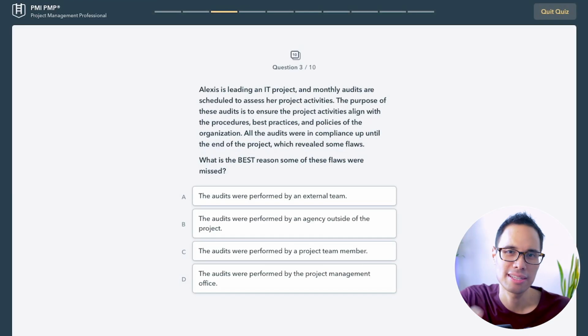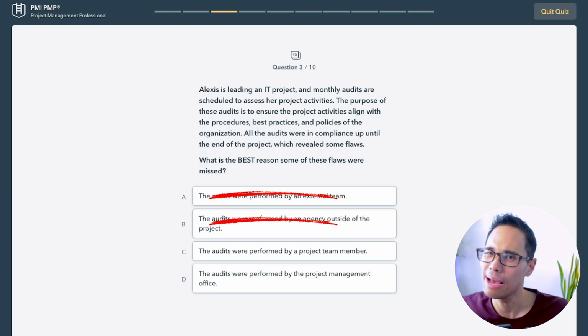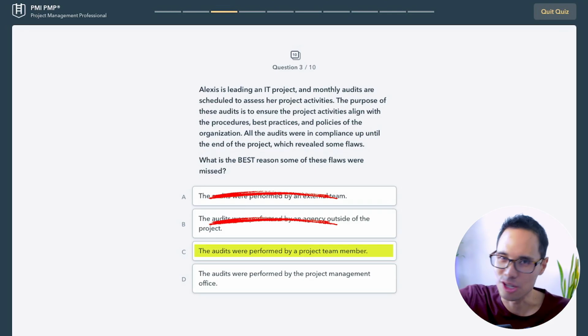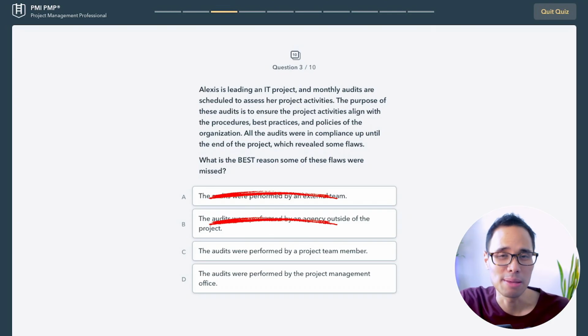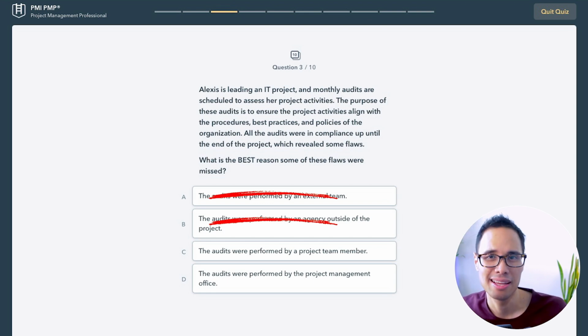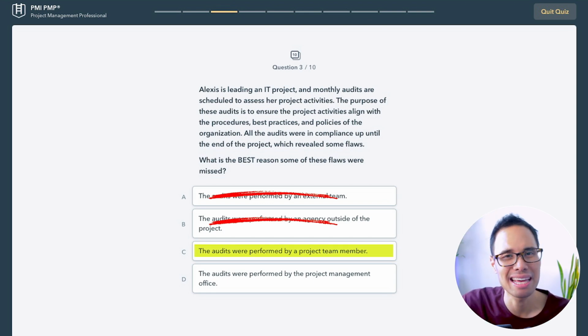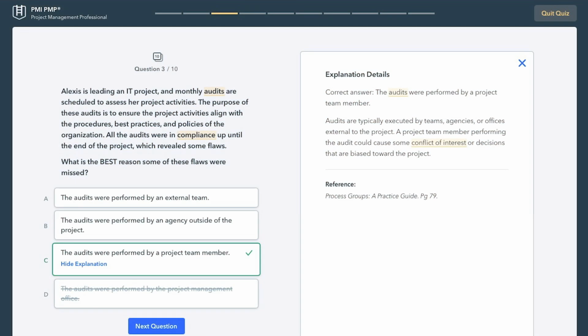If we stick with what our gut instinct is telling us, then choices A and B have to be incorrect. So that means we're left with either choice C or choice D. Would it be more likely that your audit would fail if the PMO, project management office, did it? Or if your internal project team member did it? It has to be choice C, so let's pick that one. And Pocket Prep shows us that we're correct. It says here that audits are typically executed by teams, agencies, or offices external to the project. If it's done by a team member, then it can cause decisions that are biased toward the project.